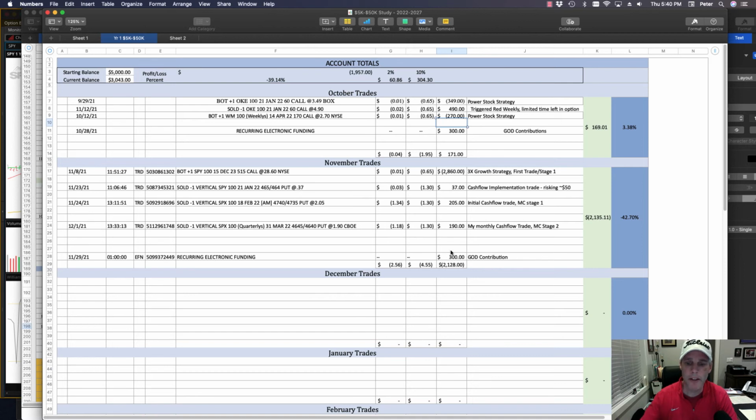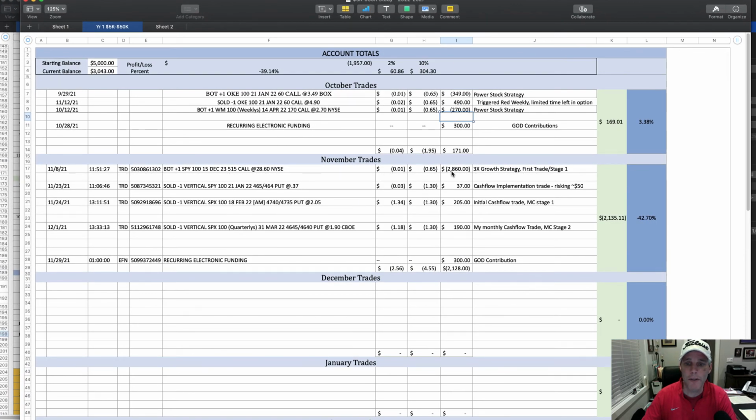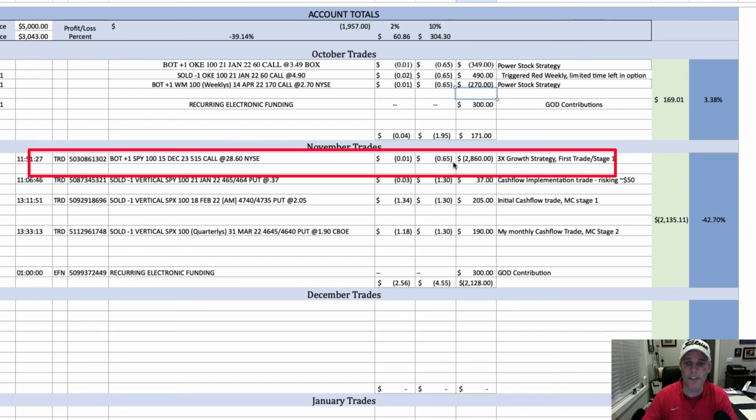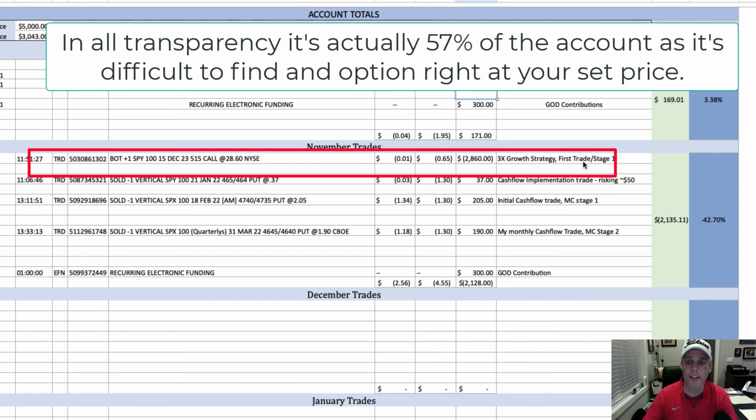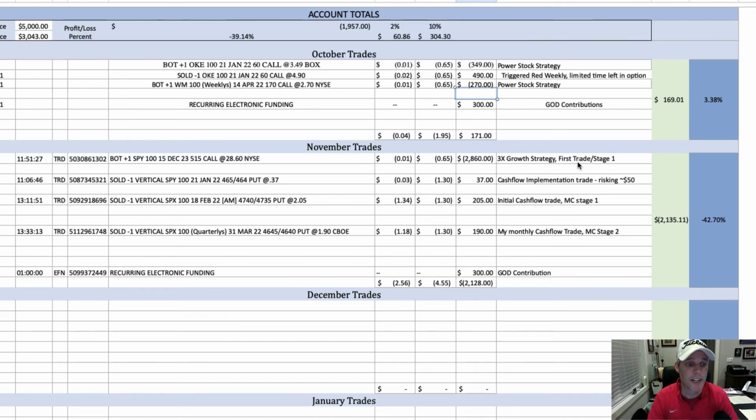But anyway, you can see I'm putting in the God contributions. You can see this account looks like it's at a 39% loss. It is not. It's just because I have purchased 50% of the account in call options. You can see that here. This is the first trade. We were in stage 1. And the interesting thing is we went into stage 2 right after I posted that trade.